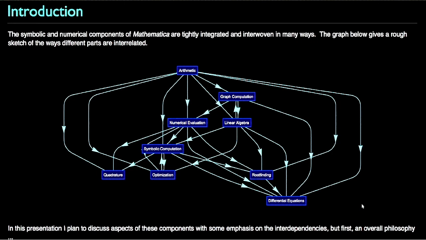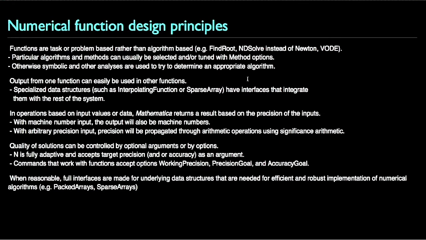So I'll start with arithmetic. I'll eventually go to numerical evaluation. And I'll talk about the interrelationships with symbolic computation. Notice symbolic computation has a lot of things going out of it here. It depends on the arithmetic, but it affects all of the numerical things we do in Mathematica in some way. That's really an important part of what makes Mathematica unique as a system in terms of doing numerical computation versus other systems.